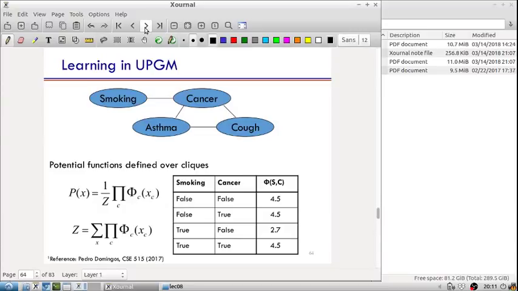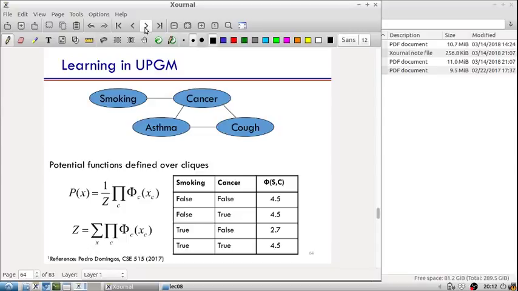So let's look at this undirected graph, a simple example. We don't know directionality. There's this random variable, this random variable, this random variable, and this random variable. And if you remember, potential functions are just factors. So the joint distribution of these four-dimensional random variables is going to be just the product of factors, and these factors are going to be cliques.